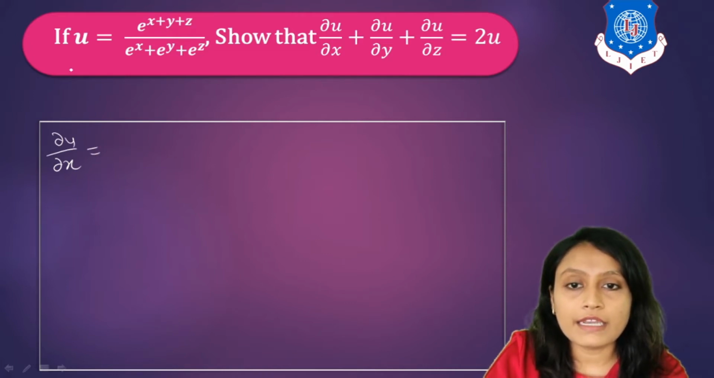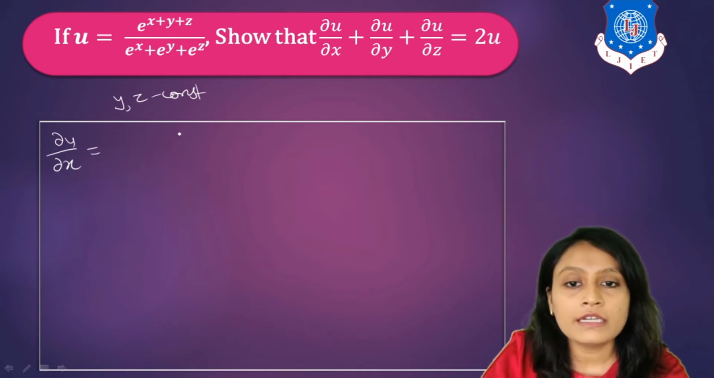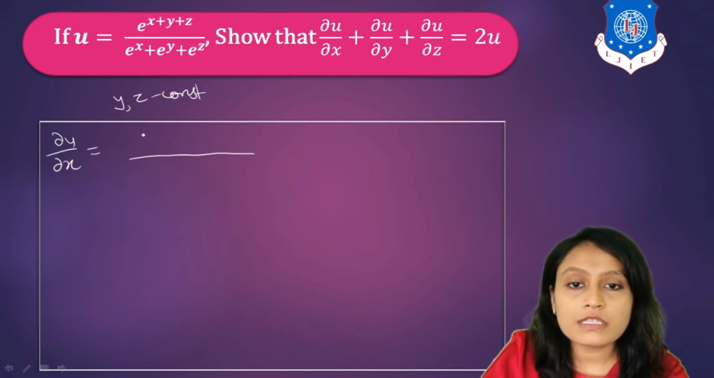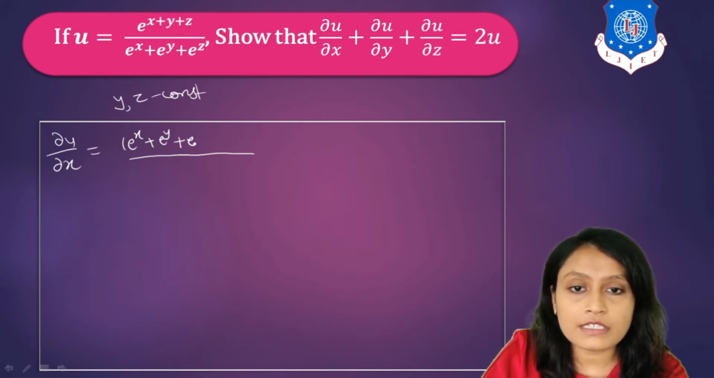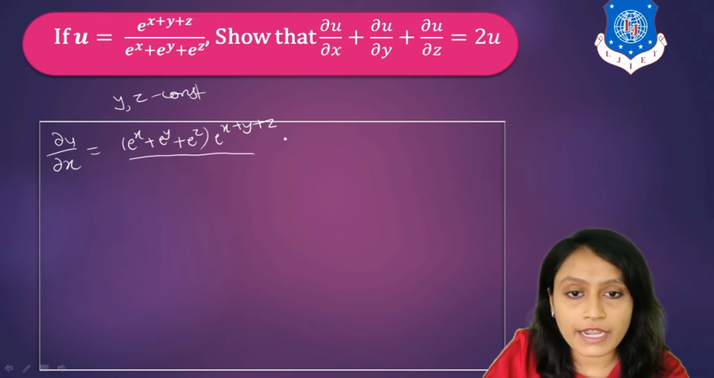It means we have to find the derivative of u partially with respect to x, and we will keep y and z as constants. For that we will apply the division rule, right? So the denominator stays as it is, e raised to x plus e raised to y plus e raised to z. Derivative of the numerator gives e raised to x plus y plus z, and again the derivative of x plus y plus z gives 1, because the derivative of x is 1 and y and z are constants, so their derivative is 0, right?